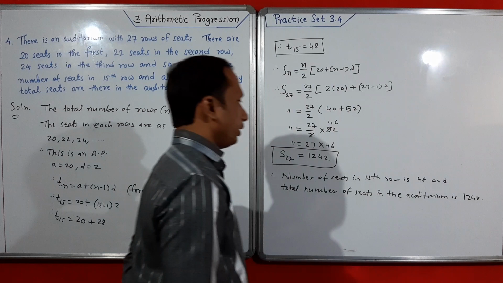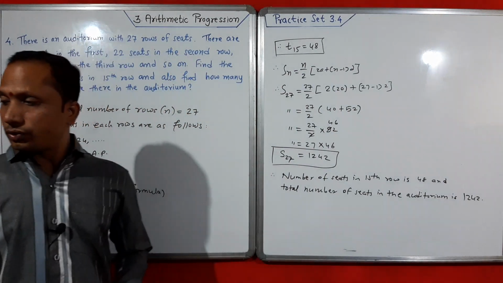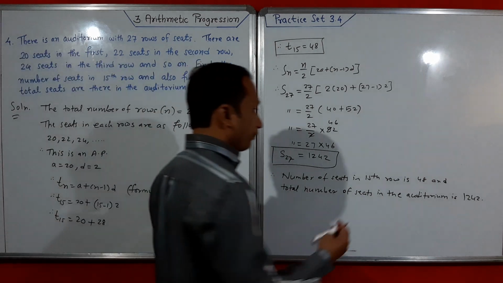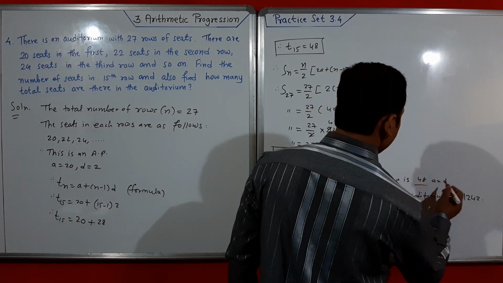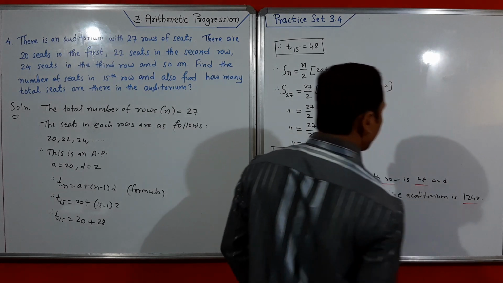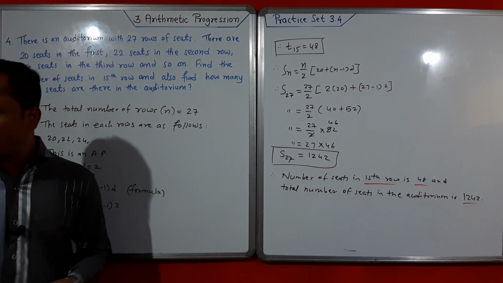In this way you have to find this solution. So this is your solution. I'm just going to underline the 15th row, which is 48, and the total number of seats, this is 1242. So in this way you have to solve this.